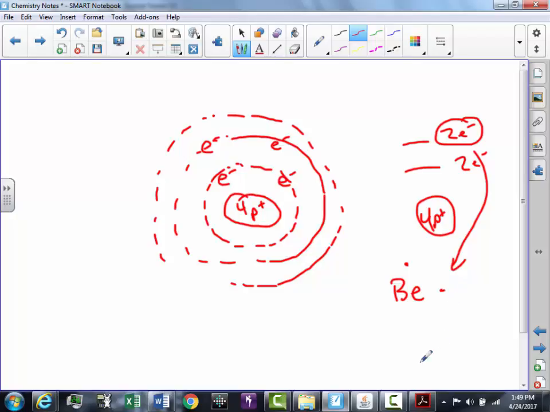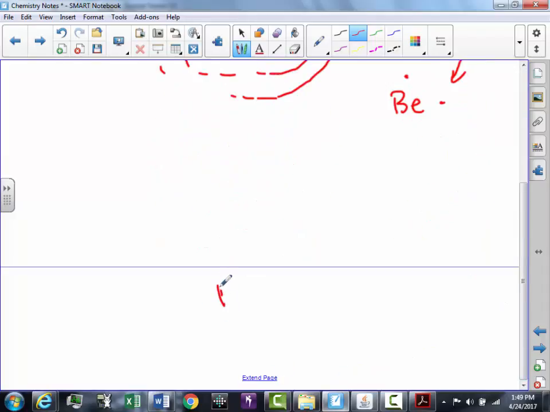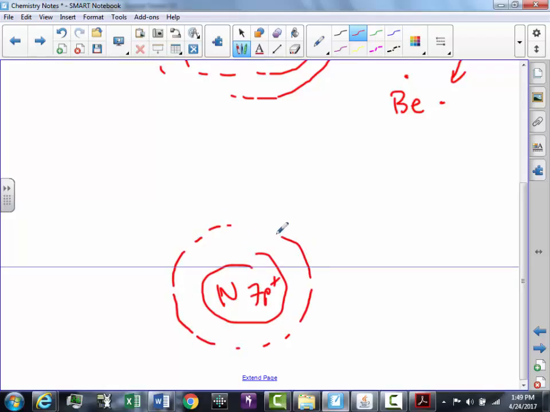Let me just try a different one with you real quick. Don't write this one down. Let's say that we were doing nitrogen. What would nitrogen look like? So right off the bat, how many protons does nitrogen have? Okay, so 7 protons. So in the first energy orbital, there would be 2 electrons.